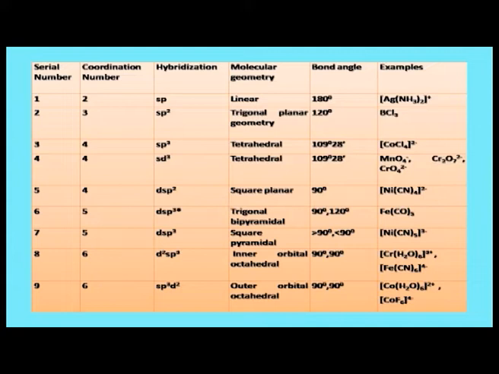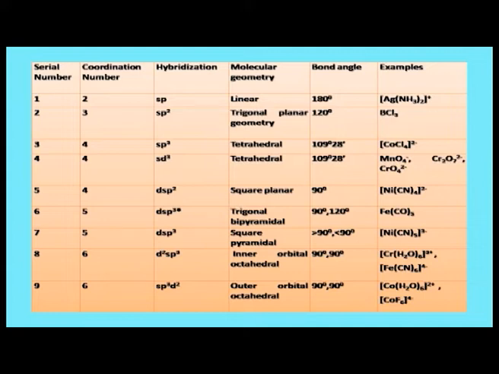dsp2 hybridized orbitals, where d is the dx square minus y square orbital and the 2 involved p orbitals are px and py orbitals, also provide coordination number 4 but produce two-dimensional geometry oriented in x and y direction only, and give square planar geometry.